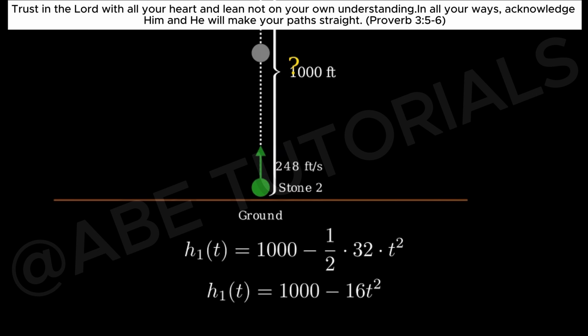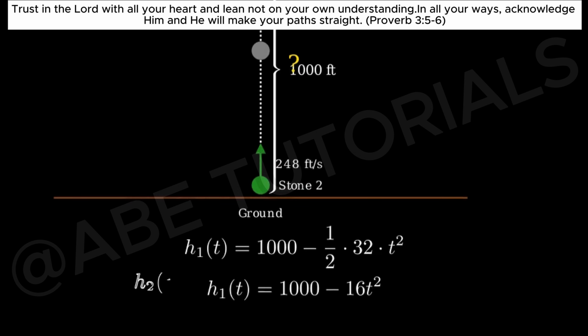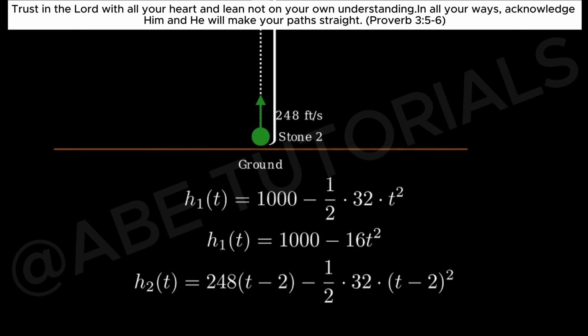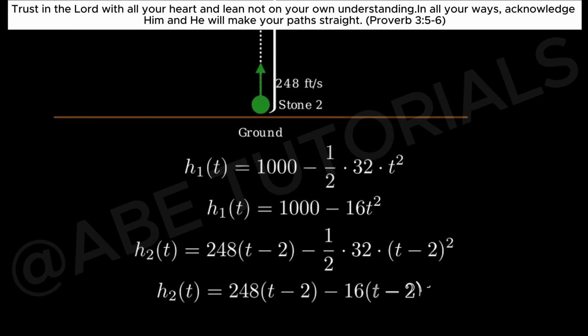For stone 2, we need to account for the fact that it's launched at t equals 2 seconds with an initial velocity. The time that stone 2 has been in motion is t minus 2. Using the equation for the position of an object with initial velocity and constant acceleration, we get h2 of t equals 248 times (t minus 2) minus 1/2 times 32 times (t minus 2) squared. This simplifies to 248 times (t minus 2) minus 16 times (t minus 2) squared.